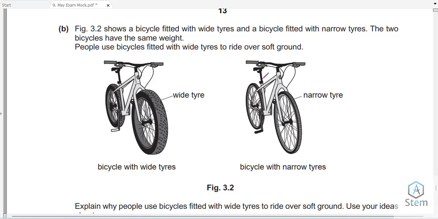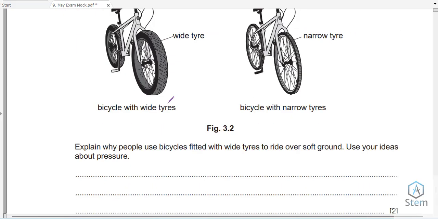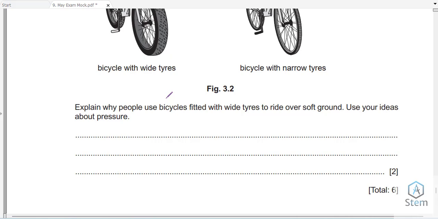Fig 3.2 shows a bicycle fitted with wide tires and a bicycle fitted with narrow tires. Use your ideas about pressure to explain why wide tires would be used over soft ground. I'll leave this question for you to attempt using ideas similar to what we said when we were discussing that person who was crawling over ice.